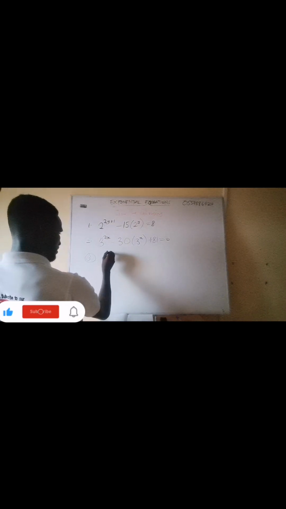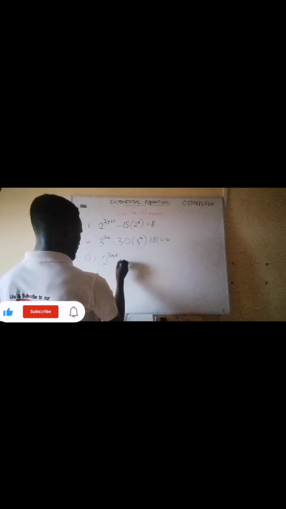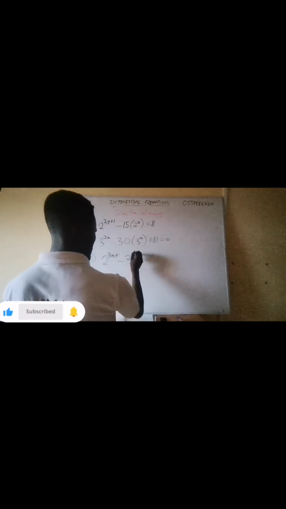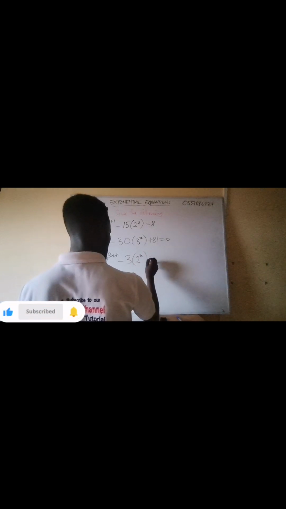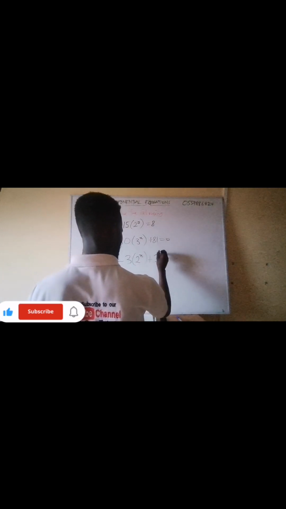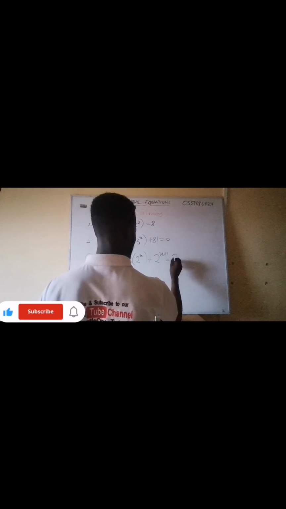Now the question 3, I'm going to give you 2 exponent 3x plus 1 minus 3 times 2 exponent 2x plus 2 exponent x plus 1 equal to 2 exponent x.